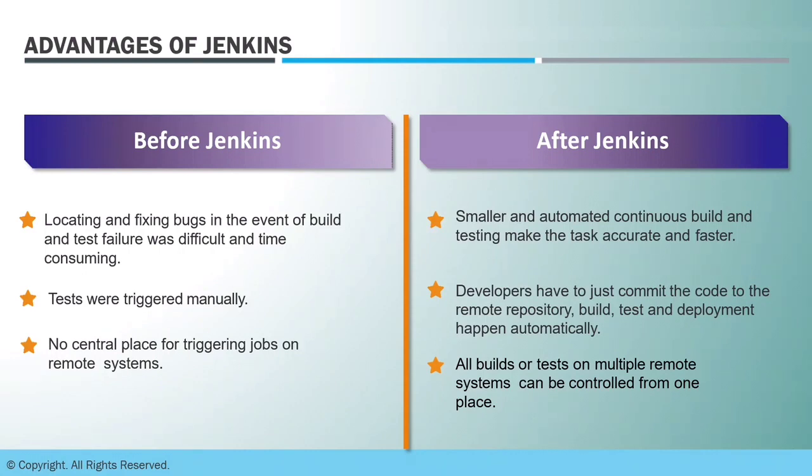While in Jenkins, because continuous integration is made possible, all builds and tests on multiple remote systems can be controlled from one place, that is the Jenkins master. You do not need to log in manually on the target machines, the Jenkins slaves, and then run those jobs. Everything is managed by Jenkins in an effective manner. So these are some advantages of Jenkins.